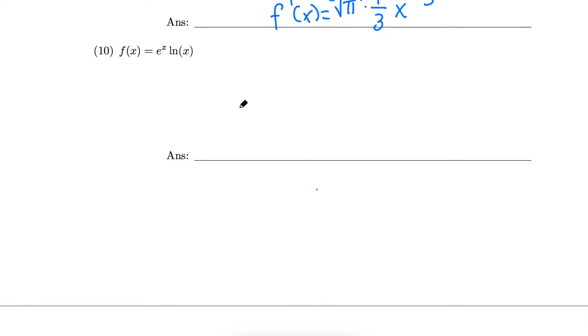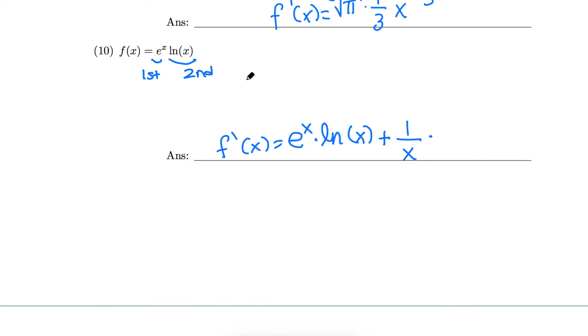Number 10 is e to the x times ln x. So this is product rule, exponential and logarithmic. So exponential is first, logarithmic function is second. And we're looking for the derivative of the first function. Derivative of e to the x is e to the x times the second function, ln of x, plus derivative of the second function, that is 1 over x, times the first function, e to the x. So we have completed the first half of the master test.